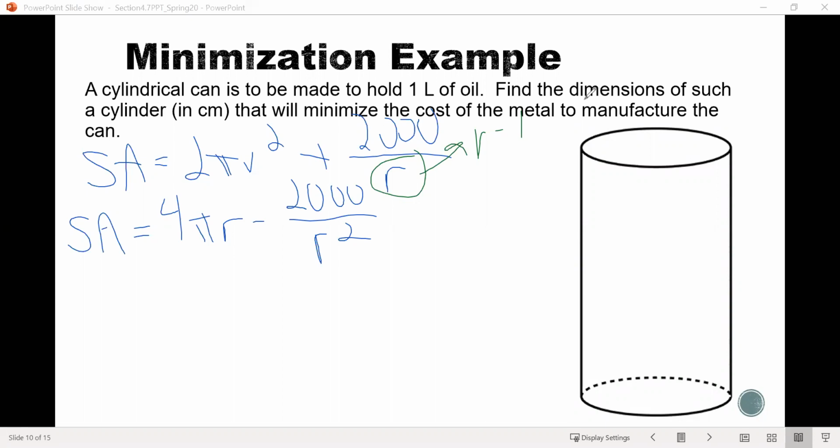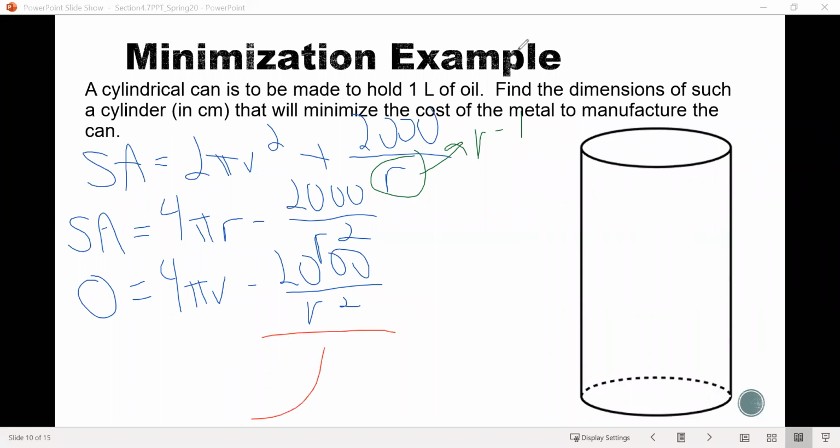We can set this equal to 0. So we'll have 4 pi r equals, or excuse me, minus 2,000 over r squared. To solve this, actually move this minus 2,000 over r squared to the other side. Okay, so I'll pause to make sure everyone's got that. So I'll add it to both sides.